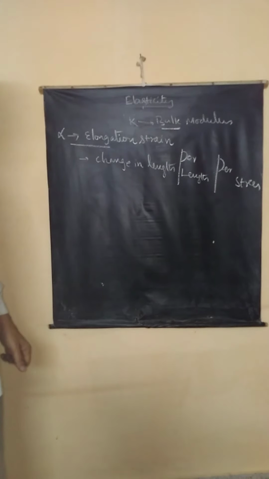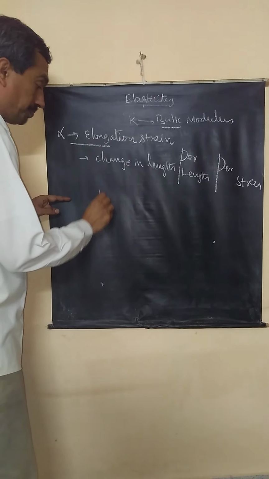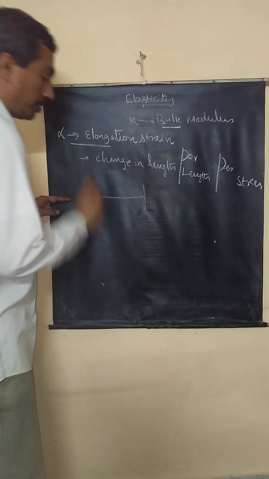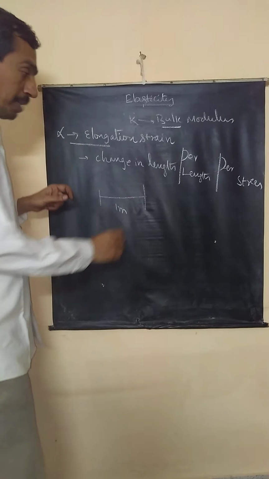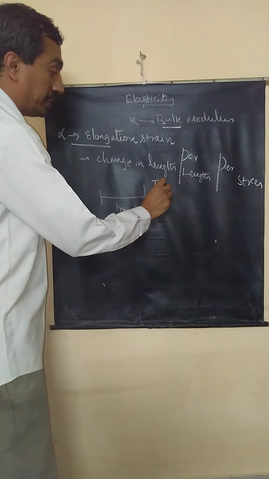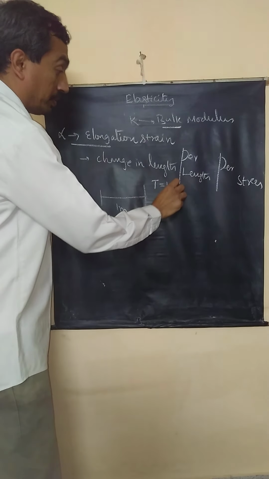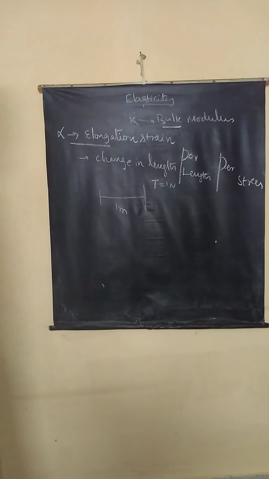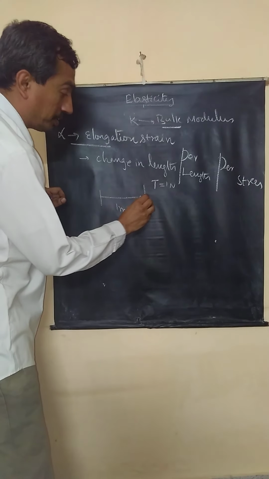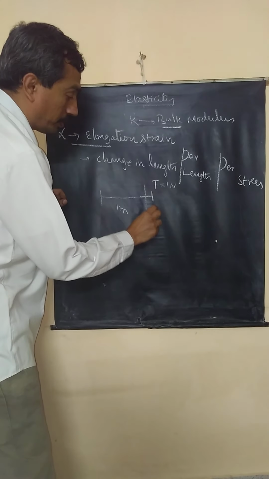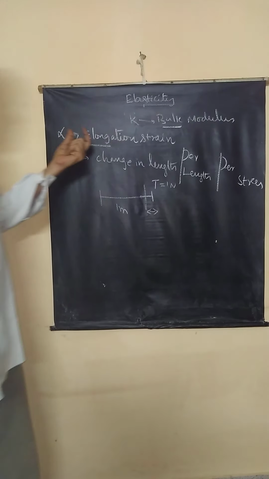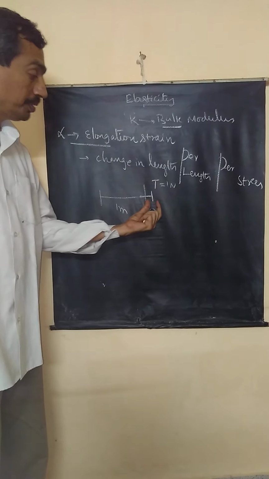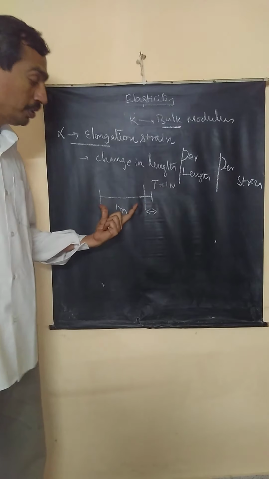What does it mean? Suppose you have a material whose length is 1 meter, the length of a wire. I apply a stress T equal to 1 Newton. The change that takes place in this is alpha. Elongation strain is the change per unit length per unit stress.